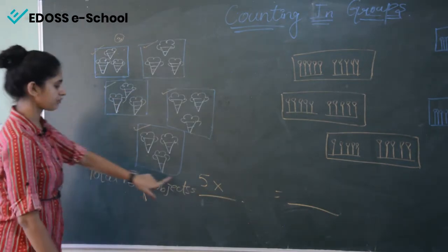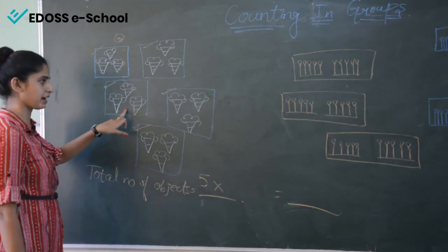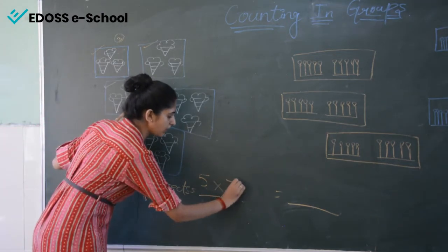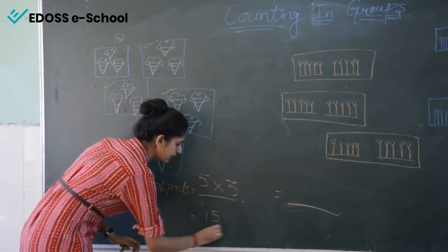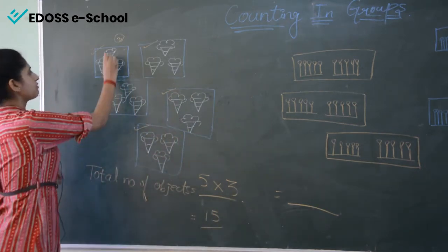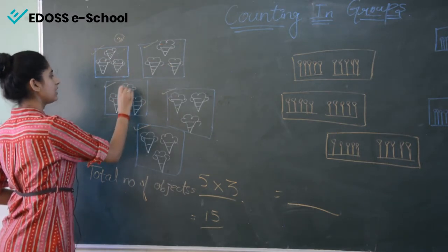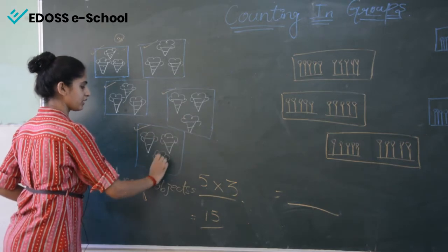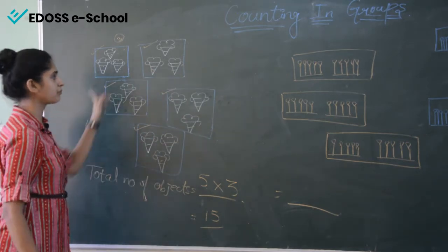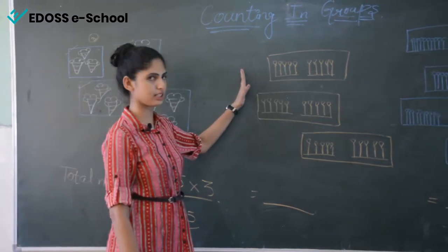Now, total 5 groups are here, and in each group there are 3 items. That is 5 multiplied by 3 is equal to 15. Let's check our answer. 1, 2, 3, 4, 5, 6, 7, 8, 9, 10, 11, 12, 13, 14, 15. So the total number of objects is 15. Let's move on to the next example.